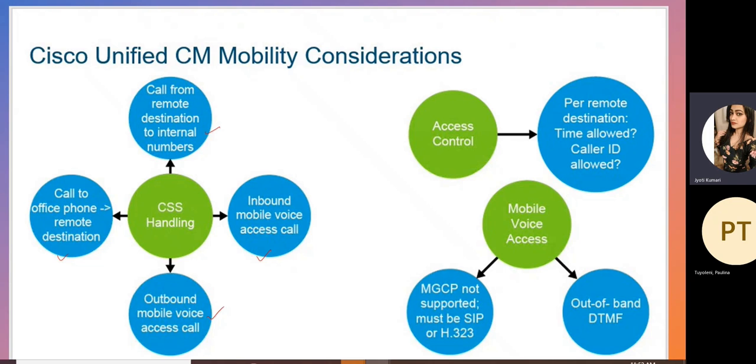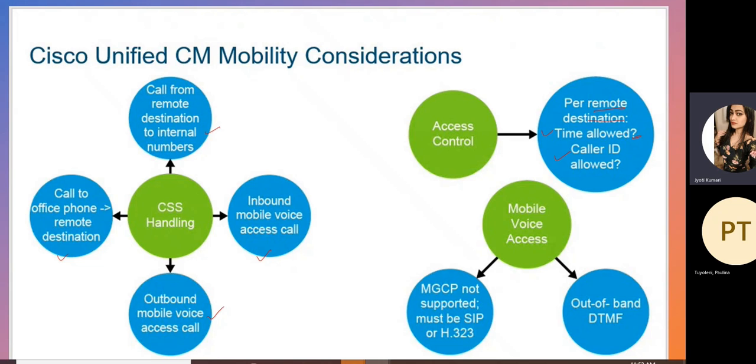Access control can be done for remote destination, time allowed, caller ID allowed, all this information. Now, let's say you have a remote user for which you have unified mobility enabled. You can filter and control the access using the access control feature per remote destination: time allowed, meaning for what period of time you want to allow that remote user to receive and make calls, and caller ID allowed or not, which can be controlled as well.